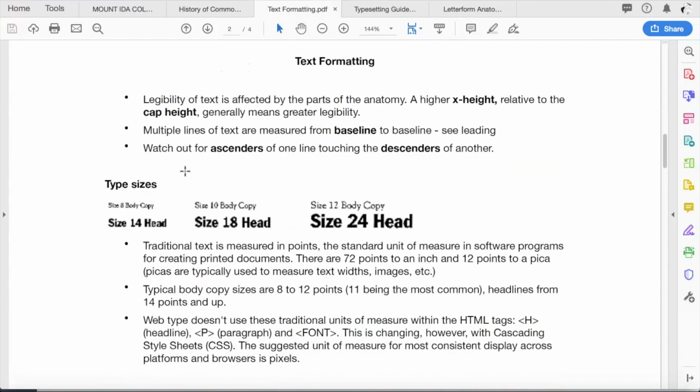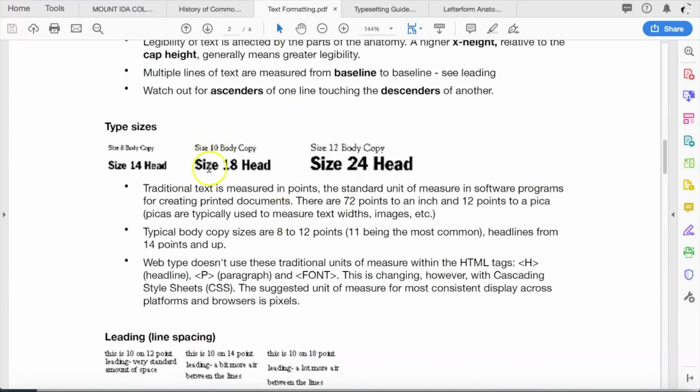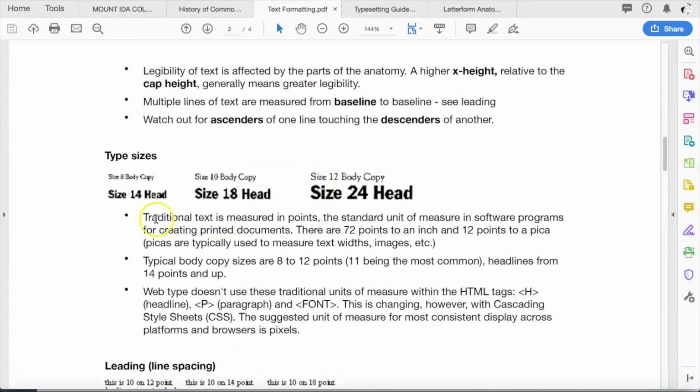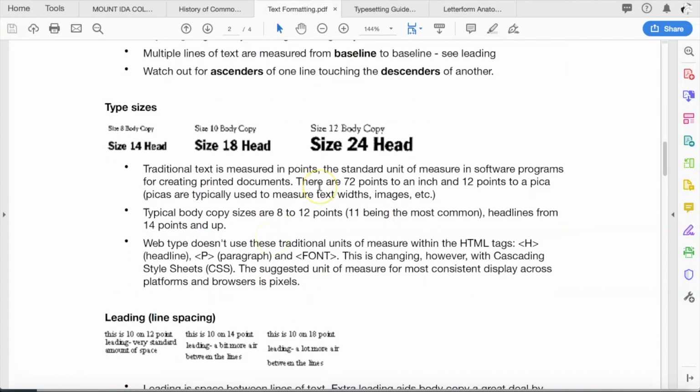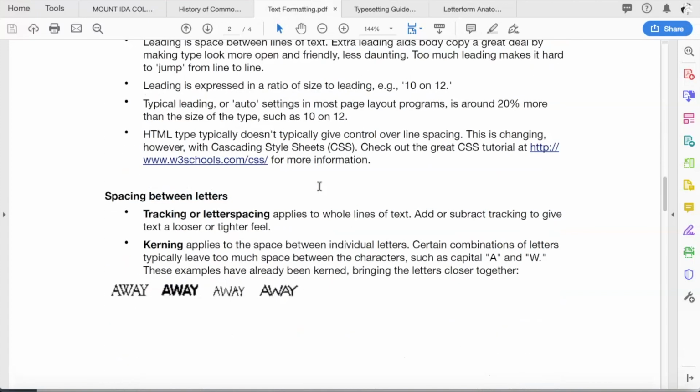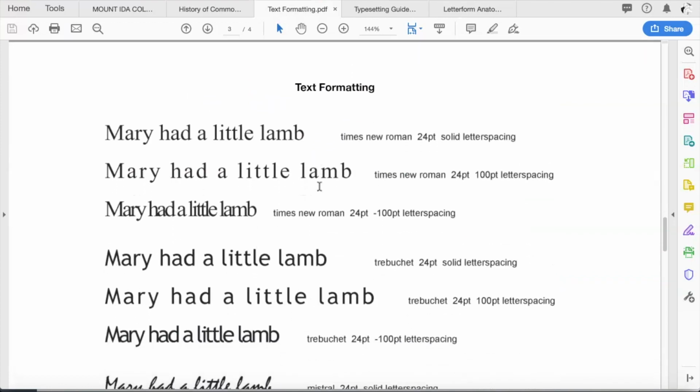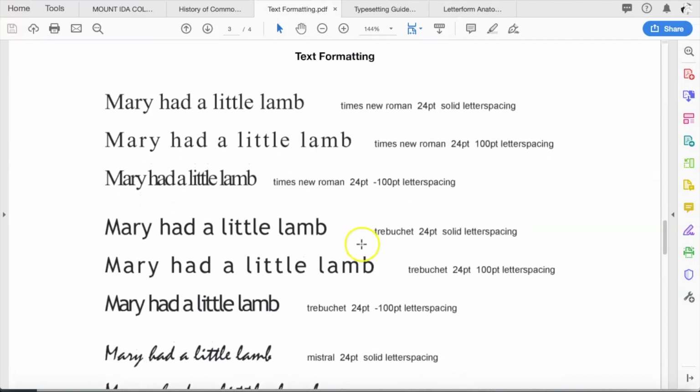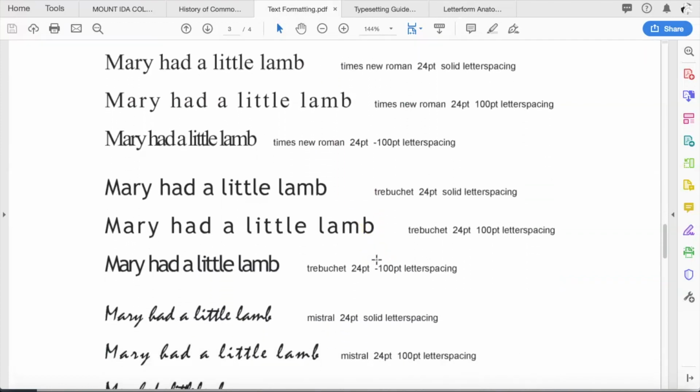Moving on, text formatting. So this gets into a variety of discussion about how to set type in terms of the size of the type versus some other elements involved in the type. Certainly do read through this, and we'll demonstrate it in the next lecture as well. Now, I give you some examples at the bottom just so you can see how different phrases look set different ways.